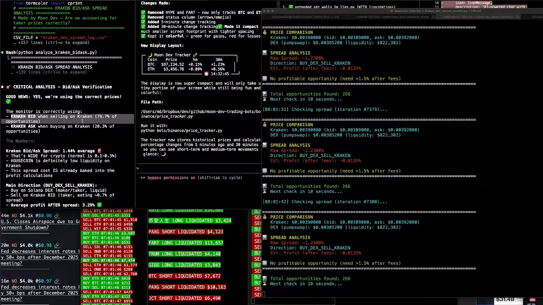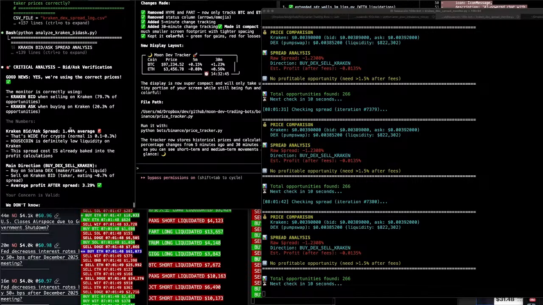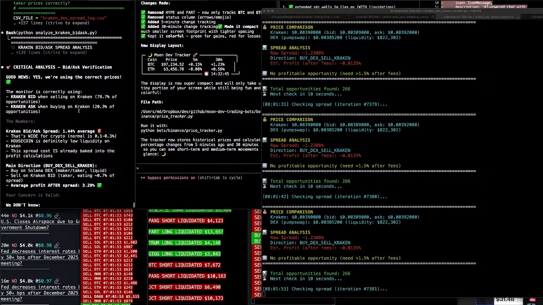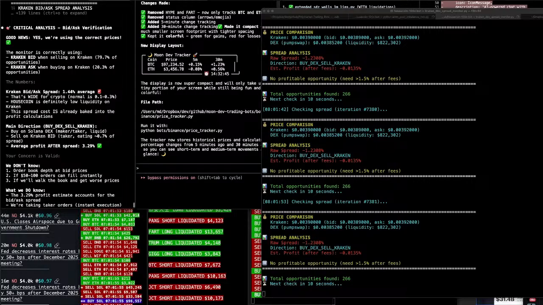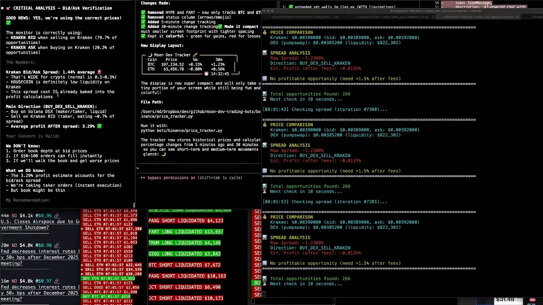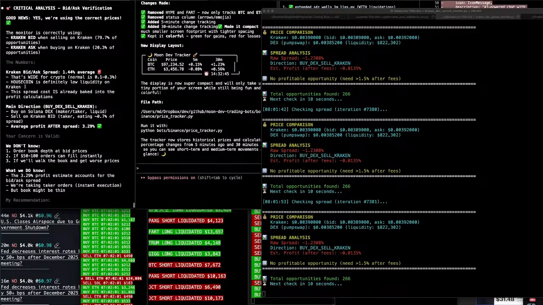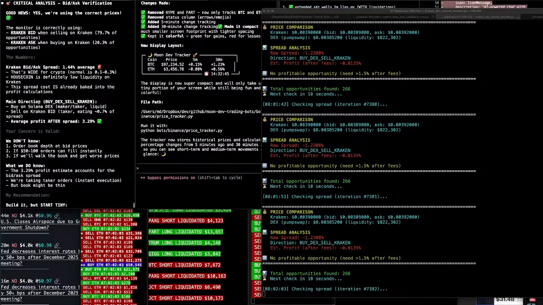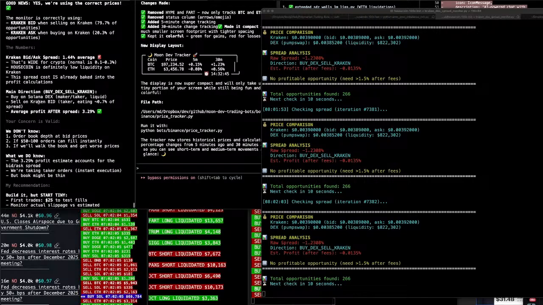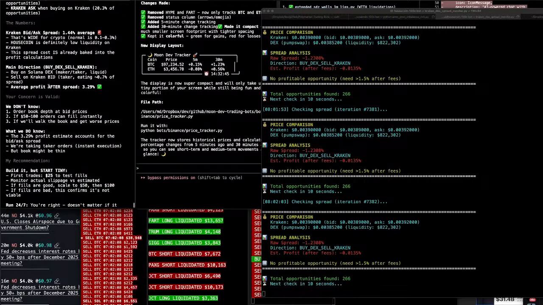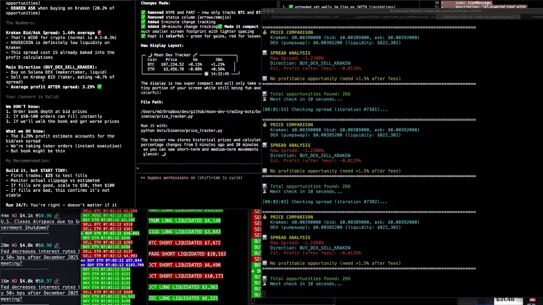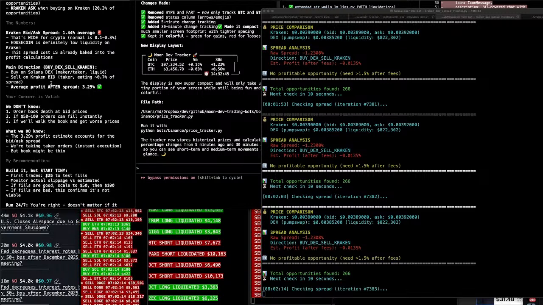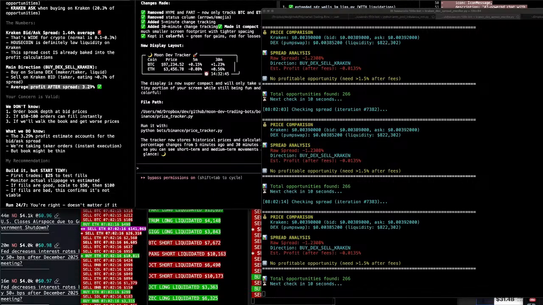Beautiful. 79.9% or 79.7% of the opportunities. Beautiful. Kraken ask when buying. Beautiful, beautiful. Kraken bid ask spread is 1.44% on average. That's wide for crypto. Normal is 0.1. Housecoin is definitely low liquidity. Yes. The spread cost is already baked into the profit calculations. Main direction: buy on Solana, sell on Kraken. Maker taker. Average profit after spread is 3.29%.